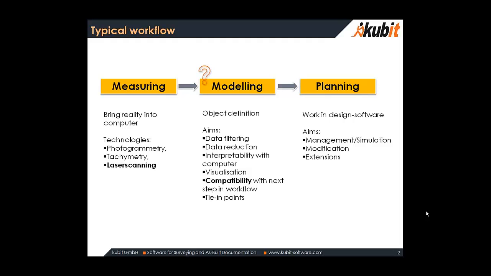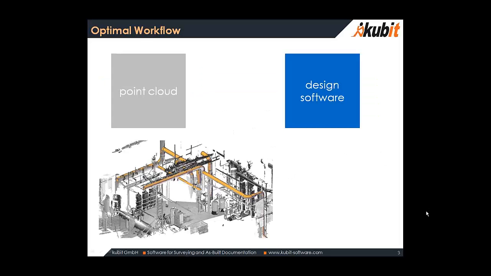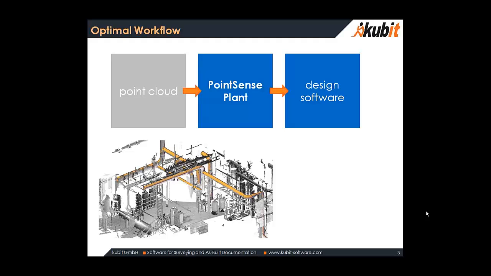And the question is often, how do I get from one side to the other? So basically, how to get from the reality into my planning software. The optimal workflow would be to have the point cloud on the left side, and on the other side to have the design software. And there is some gap, which we can see here. In order to close that gap, PointSense Plant has been developed.